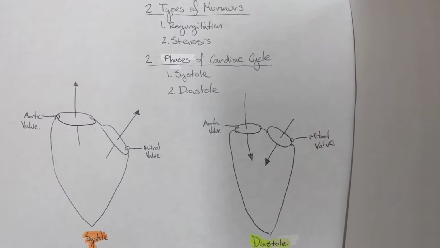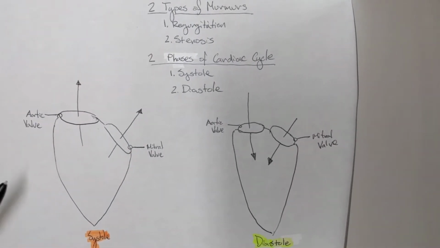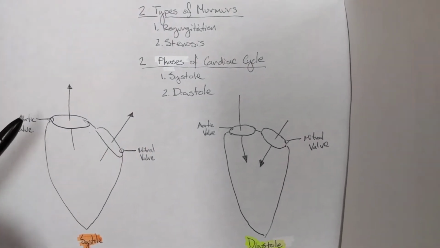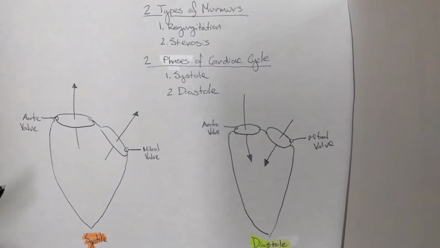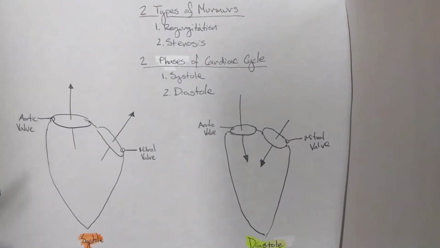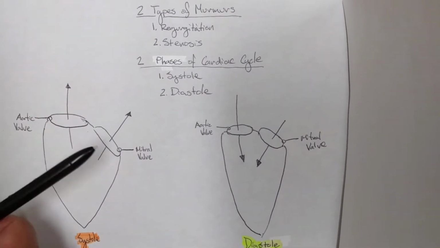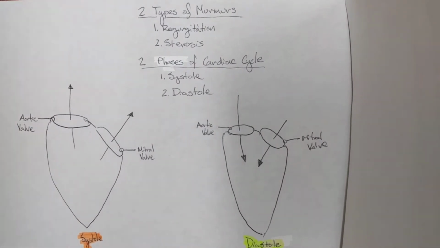So during systole, if you hear a high-pitched murmur, that is going to be a murmur from the aortic valve. You're going to hear this murmur in the right second intercostal space. It's going to be described as high-pitched, and that is going to radiate up and into the carotids.